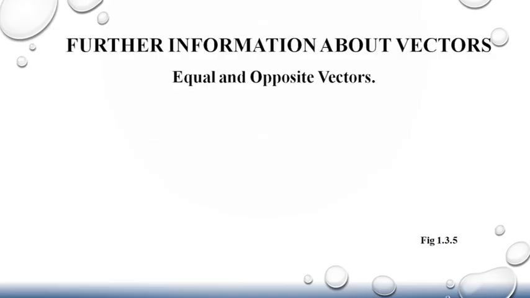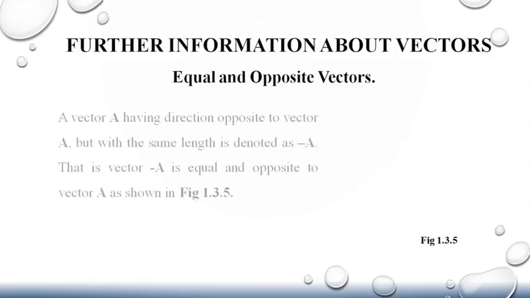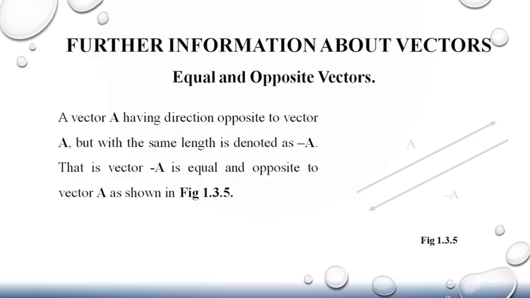Further information about vectors. Equal and opposite vectors. A vector having direction opposite to vector A but with the same length is denoted as minus A. That is, vector minus A is equal and opposite to vector A, as shown in figure 135.